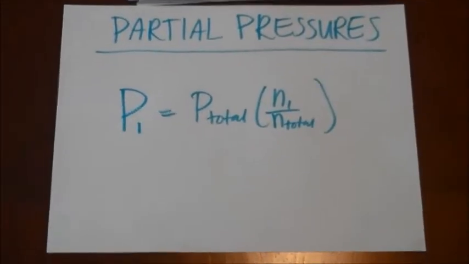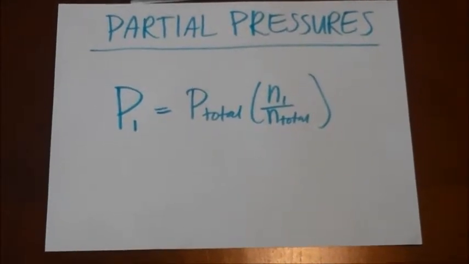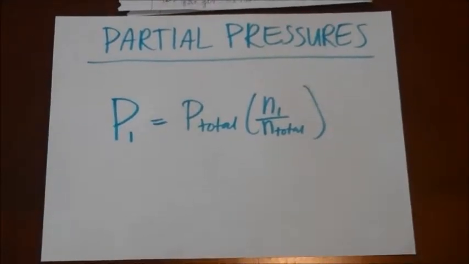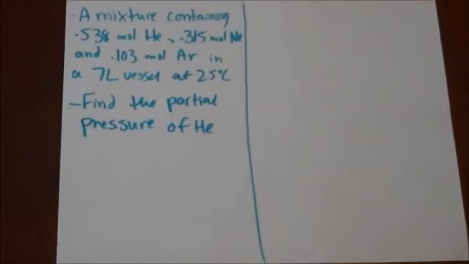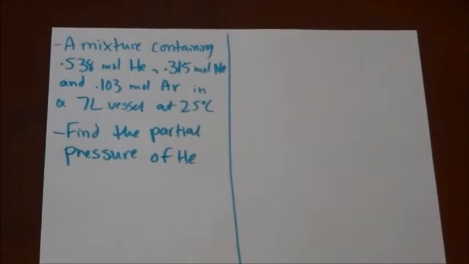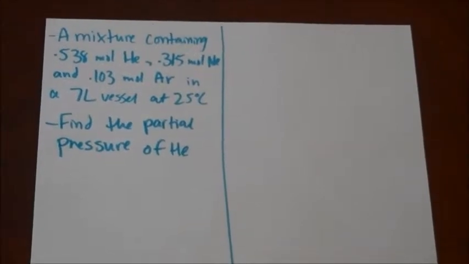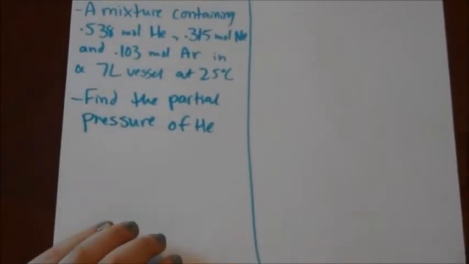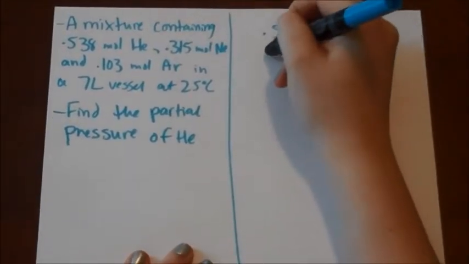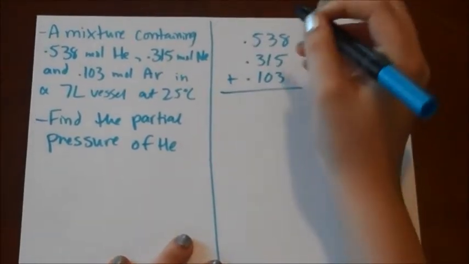To find the partial pressure of a particular gas, you take the total pressure of the gas mixture multiplied by the mole fraction, which is the ratio of the number of moles of one component to the total number of moles in the mixture. An example would be a mixture containing 0.538 moles of helium, 0.315 moles of neon, and 0.103 moles of argon in a 7-liter vessel at 25 degrees Celsius, where you want to find the partial pressure of helium. First find the total number of moles by taking 0.538 plus 0.315 plus 0.103.